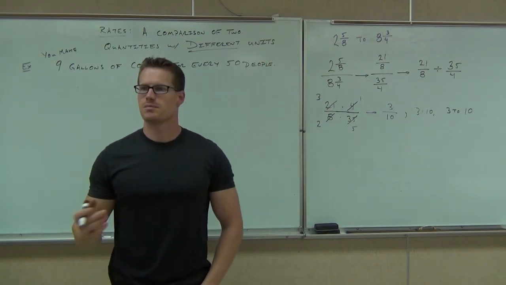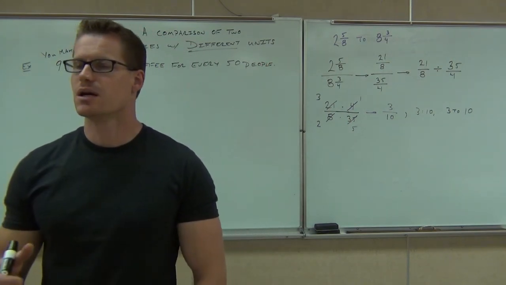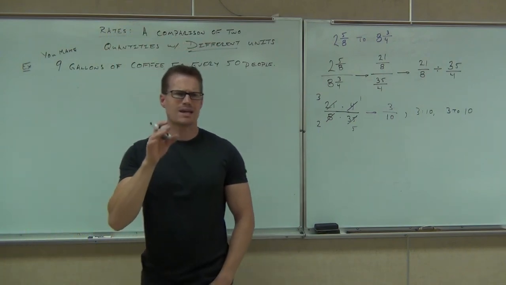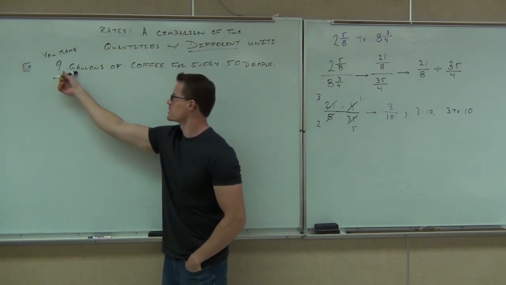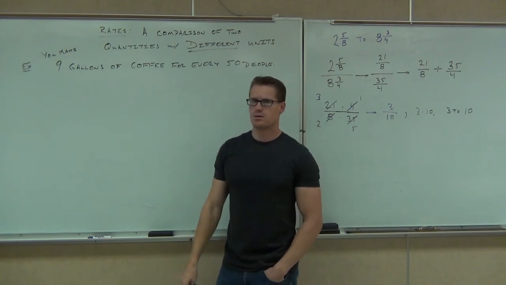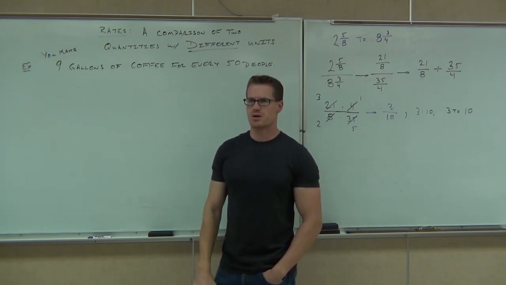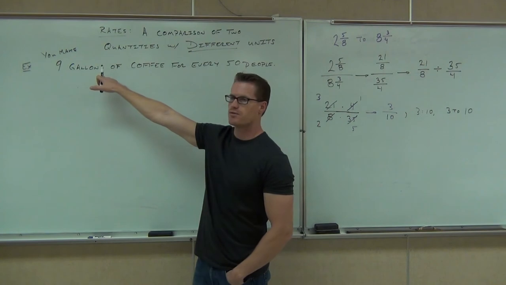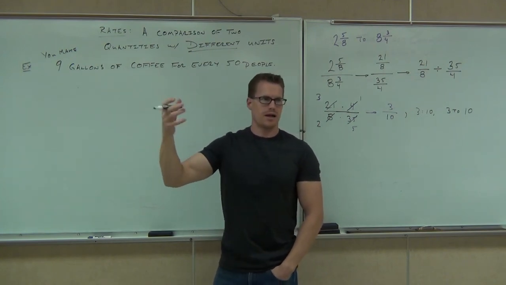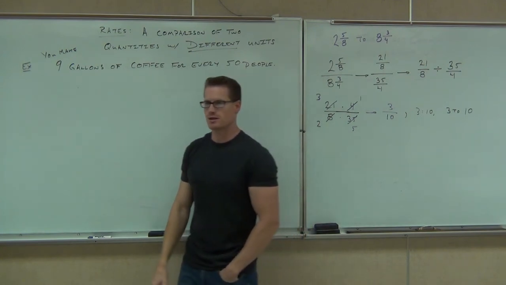Can you write that as a comparison? Can you write that as a rate, basically? Now, why can't we, why don't you tell me, why can't we compare these two numbers as a ratio? They're not the same units. But we're not even talking about the same thing, are we? Here we're talking about gallons of coffee. Here we're talking about people. Gallons and people aren't the same. Last time I checked, that'd be weird.